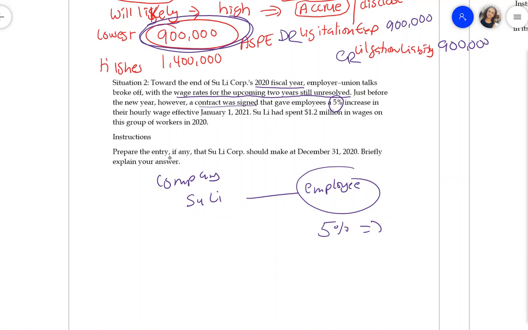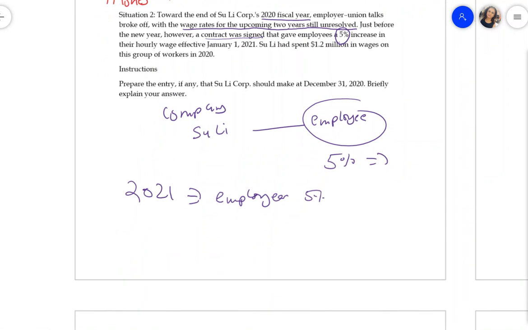Prepare the entry, if any, that Sui Lai Corporation should make at December 31st. Nothing is happening in 2020. So what happens in 2021? The employees will get an increase of 5%. But what this transaction is asking is, do we record anything on December 31st?